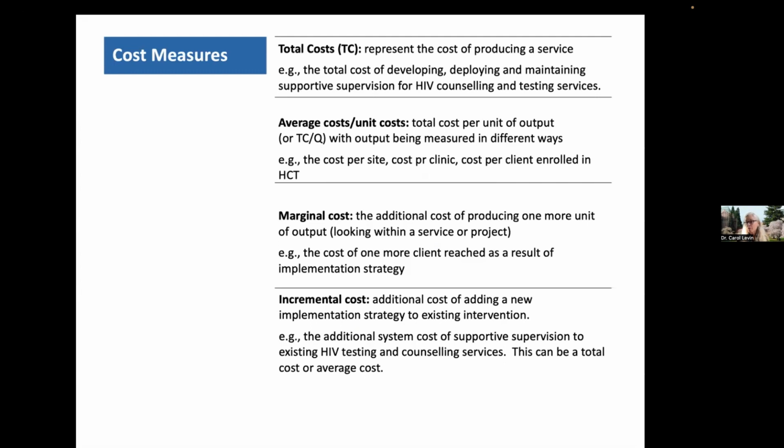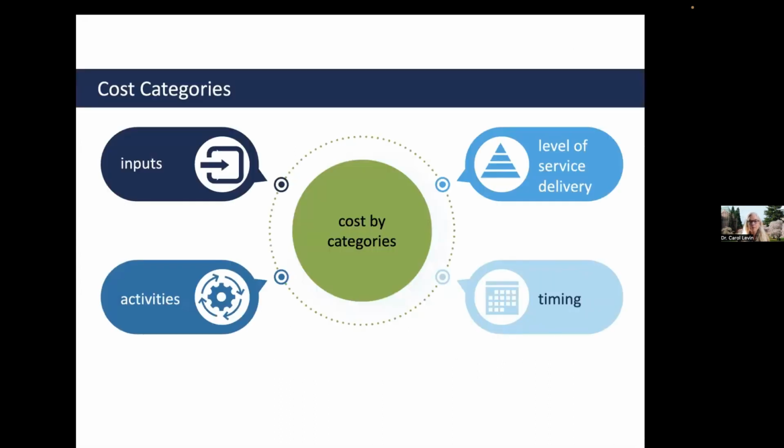We haven't met our targets. So what strategy is going to help us close that know-how gap? And that is an incremental cost of adding a new strategy to an existing intervention. So we have different kinds of cost categories. This again depends on the goals of your study. You may be interested to look at cost by inputs, by activities, by the level of service delivery, or timing.